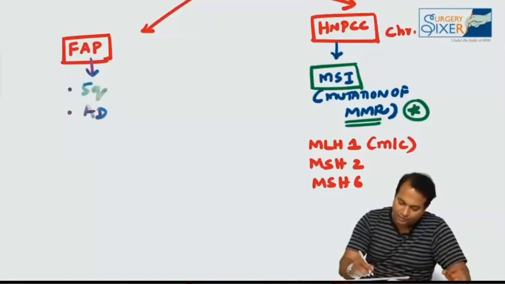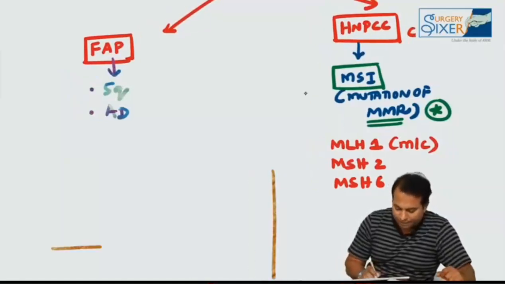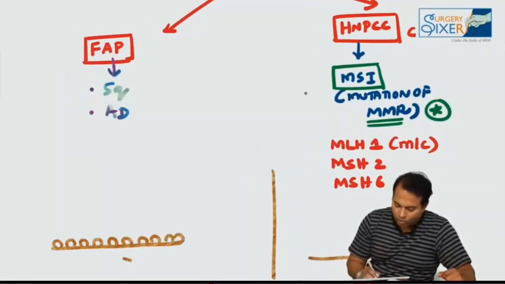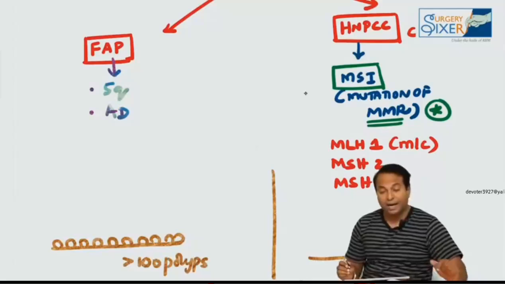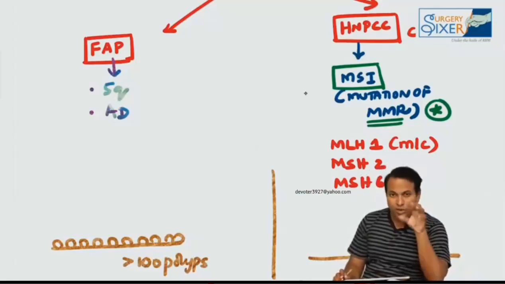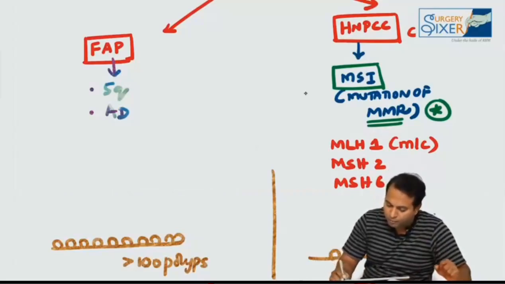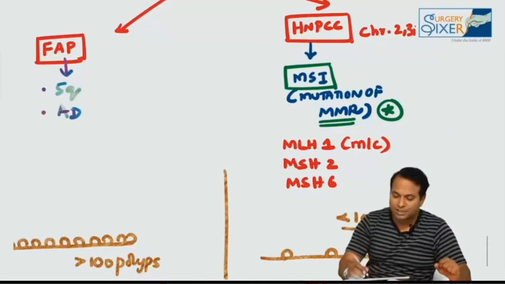So please understand the differences. I'm going to tell the differences between FAP and HNPCC. In FAP, more than 100 polyps are seen in the colon. To define familial adenomatous polyposis syndrome, you should have hundreds of polyps in the colon. If you have less than 100 polyps in the colon, it is known as hereditary non-polyposis colorectal cancer syndrome.